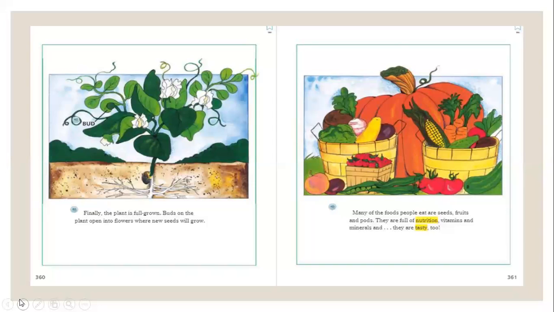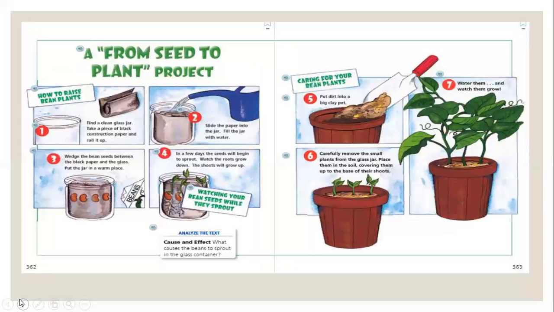Many of the foods people eat are seeds, fruits, and pods. They are full of nutrition, vitamins and minerals, and they are tasty too.